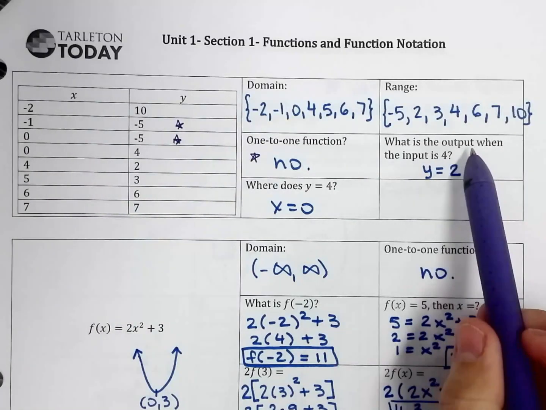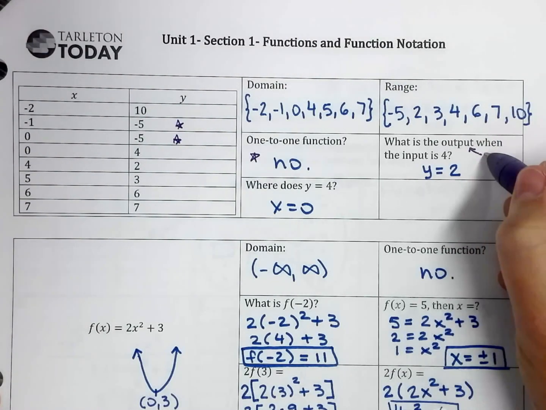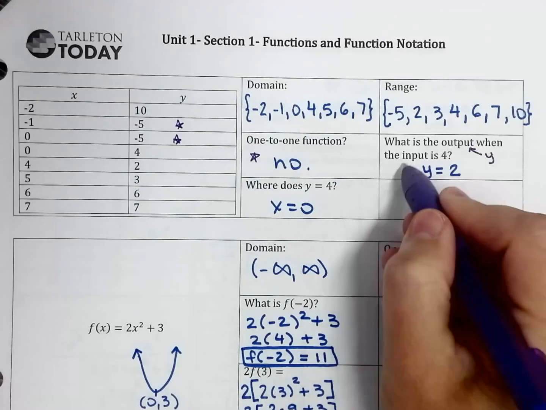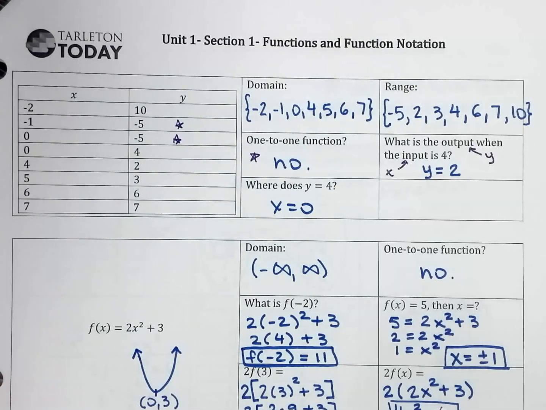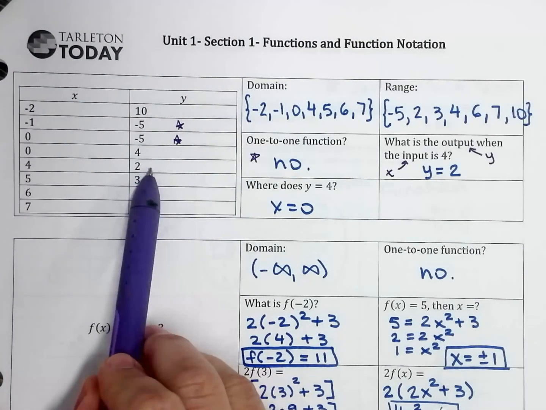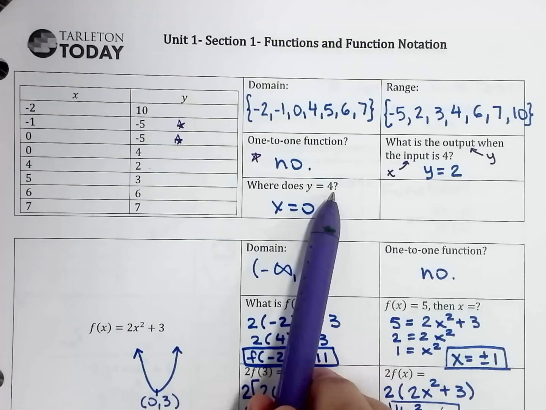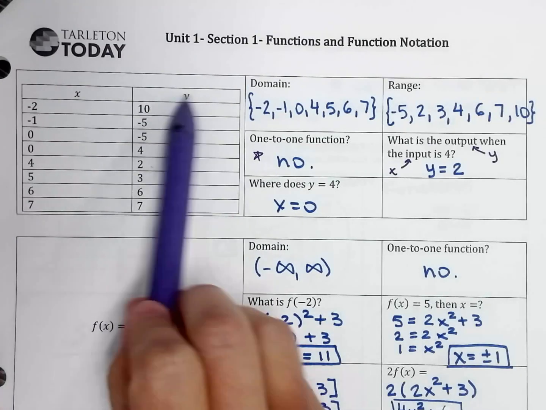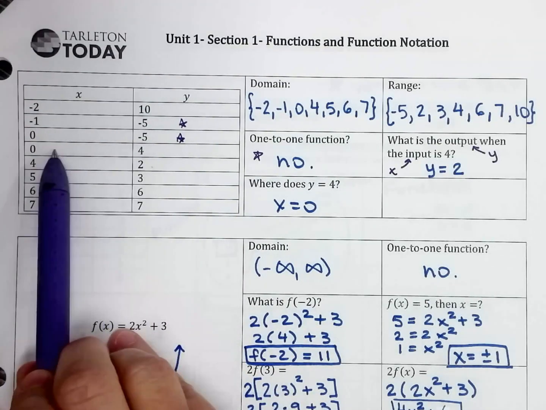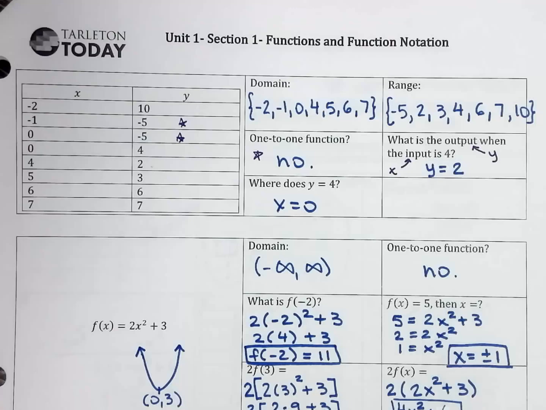What is the output? We know output means y. So what is y when the input is x? So what is y when x is 4? Well, x is 4 right here, y is 2. Easy. Where does y equal 4? Y equals 4 right there. So when x is 0, x equals 0, y equals 4, right there from the table.